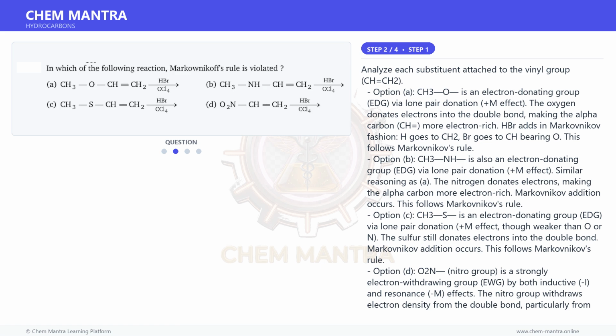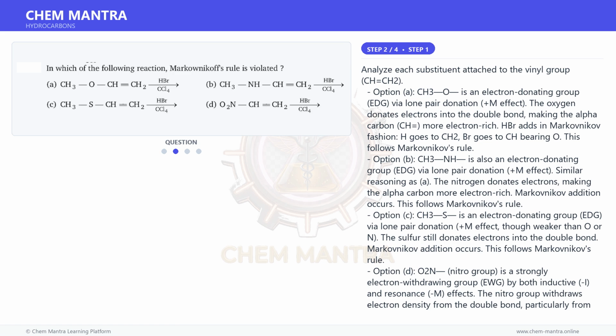Option A. CH3O is an electron-donating group, EDG, via lone pair donation plus M effect. The oxygen donates electrons into the double bond, making the alpha carbon, CH=, more electron-rich. HBr adds in Markovnikov fashion, H goes to CH2, Br goes to CH bearing O. This follows Markovnikov's rule.